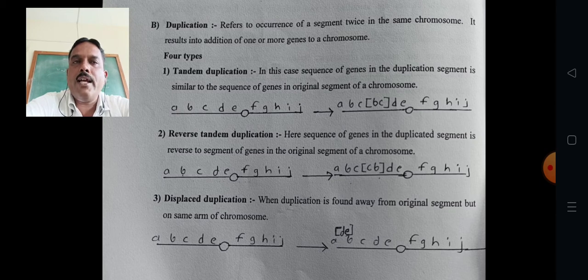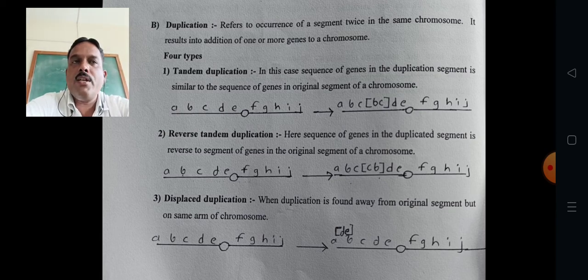How can we explain that? Suppose on one chromosome A, B, C, D, E, these five genes are present. On the second, F, G, H, I, J, these are the genes which are present. How may duplication occur? A, B, C. Here we can observe the brackets, which are the duplicated genes BC. BC will be observed in duplication. Duplication means a segment occurs twice.